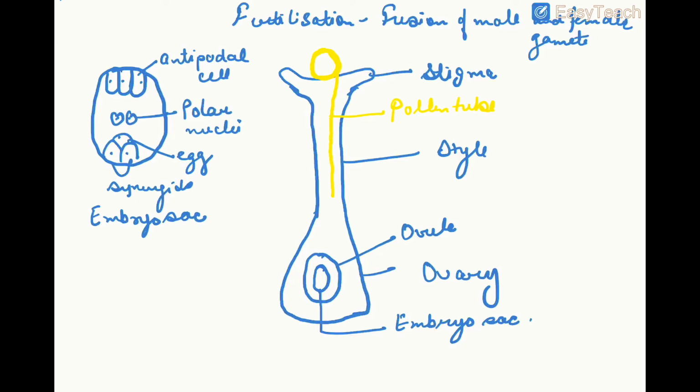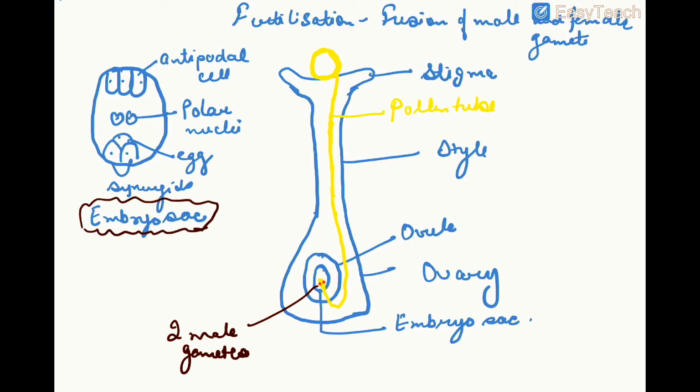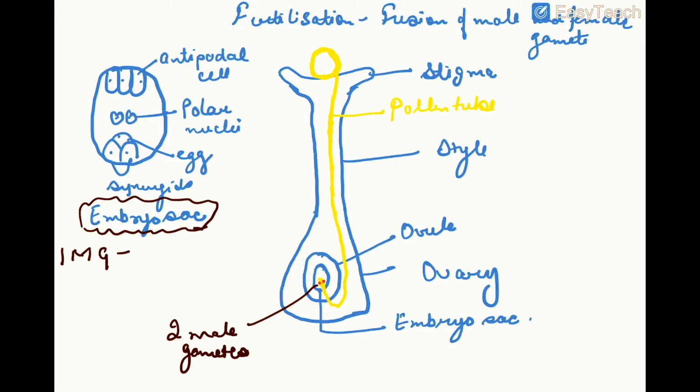So when the pollen grain lands on the stigma, it forms the pollen tube. This pollen tube grows through the style and reaches the embryo sac. The pollen tube consists of 2 male gametes, which are released inside the embryo sac. Now out of this, 1 male gamete fuses with egg to form zygote, and this is known as syngamy.